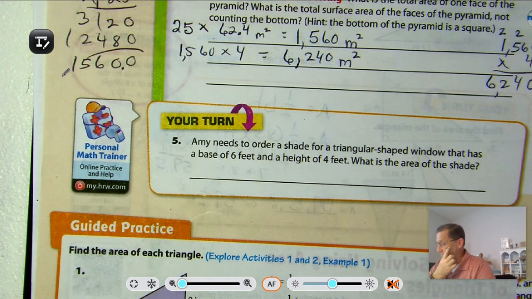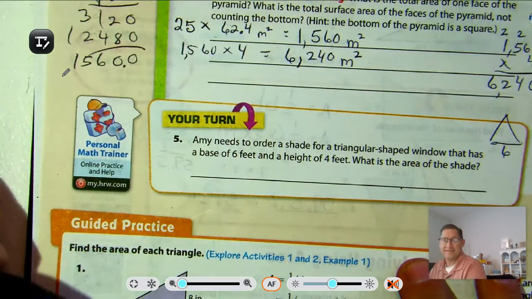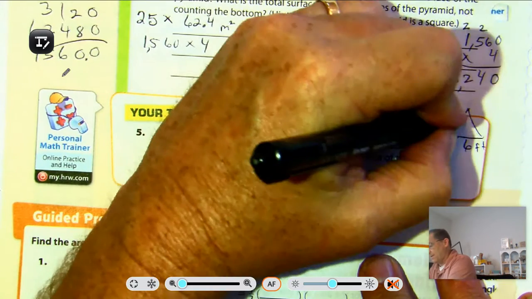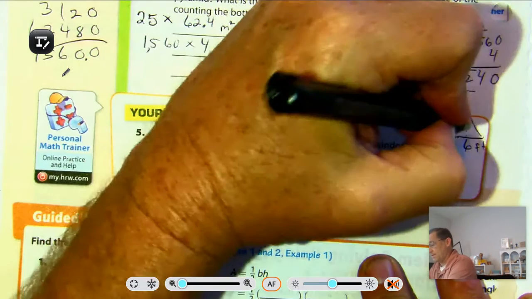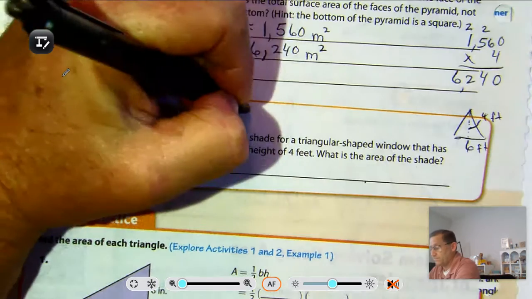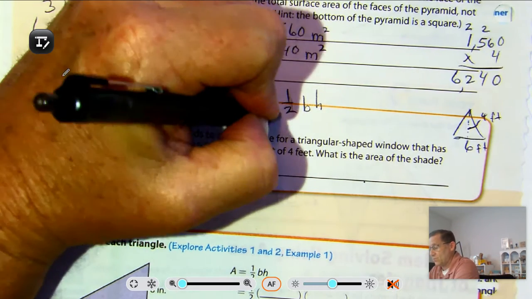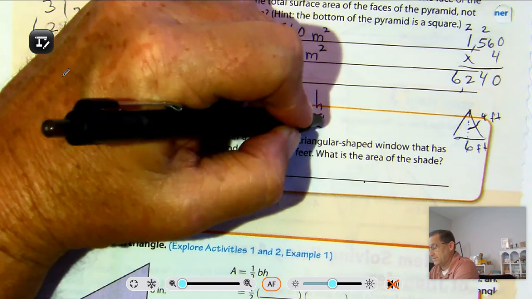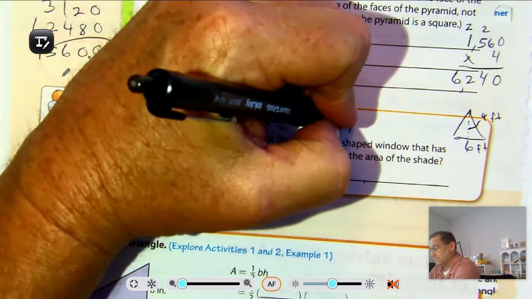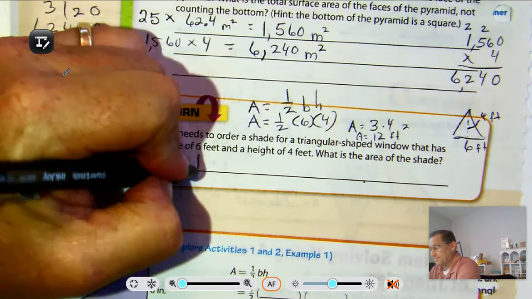Now, number 5. Amy needs to order a shade for a triangular shaped window that has a base of 6 feet and a height of 4 feet. What is the area of the shade? Well, we could draw a picture to show this. We have a base of 6, and we have a height of 4 feet. All right, well, formula for a triangle, 1/2, base times the height. So 1/2, 6 times 4. So 3 times 4, 12. 12 square feet.